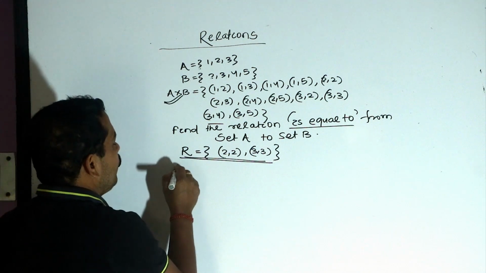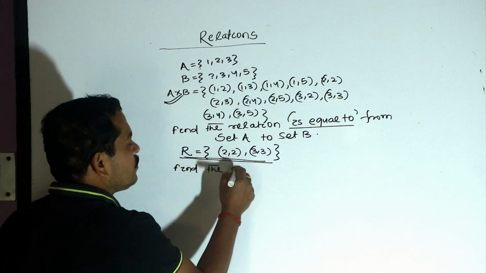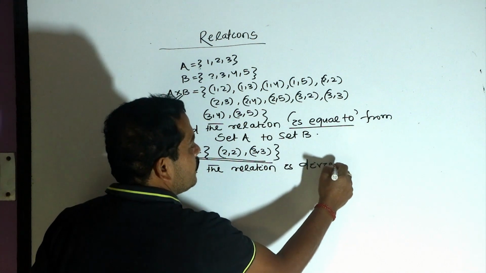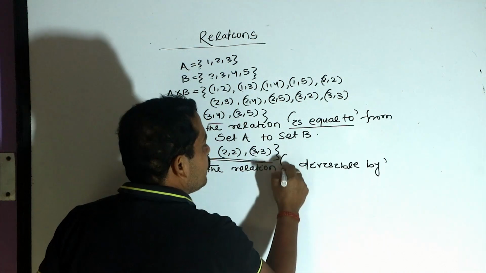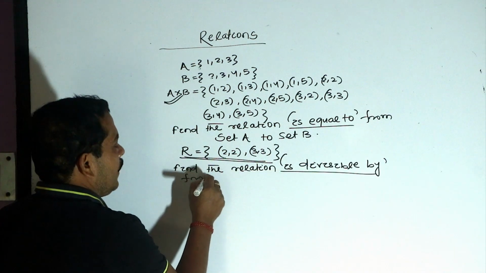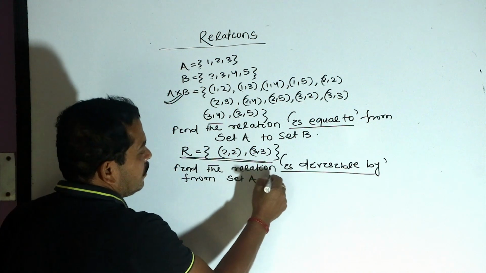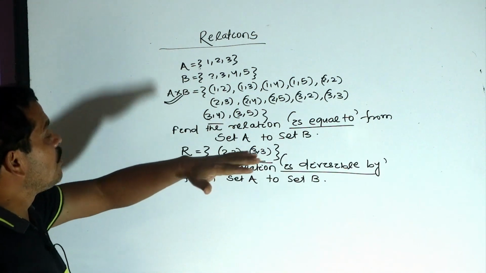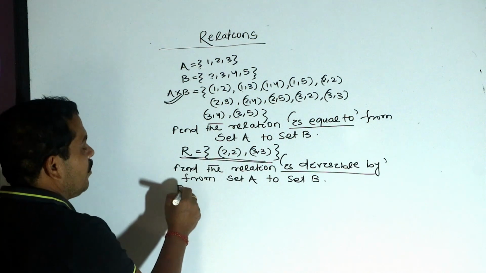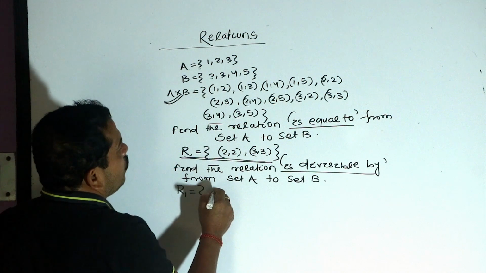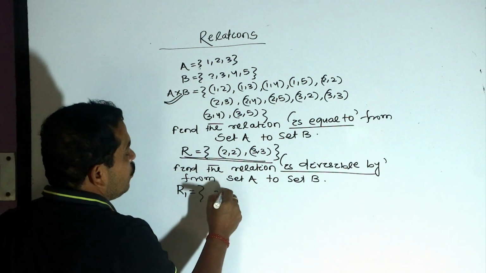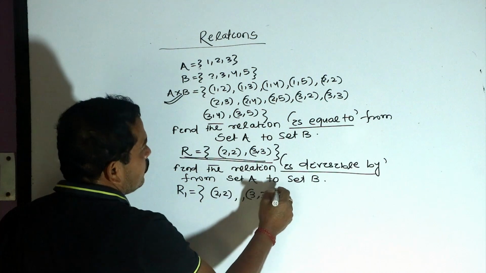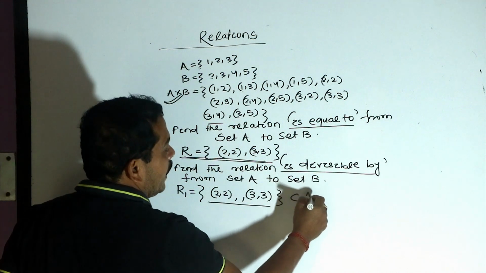Suppose another example. Find the relation "is divisible by" from set A to set B, meaning the element of set A is divisible by the element of set B. Then which pairs will come? (2,2), since 2 is divisible by 2, and (3,3), since 3 is also divisible by 3. This is also a subset of A cross B.